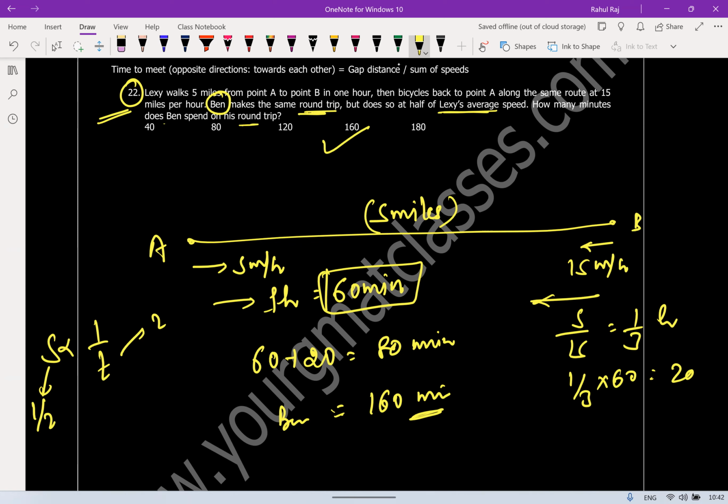So I've simply told you the total time taken by Lexi to go from A to B and B to A. Now it says that Ben makes the same round trip at half of Lexi's average speed. So time taken by Ben will be double of Lexi. Simple logic. So total time taken by Lexi is 80 minutes. And Ben is at half of Lexi's average speed, so time taken by Ben will be twice. So 80 into 2, 160 minutes. That's it.